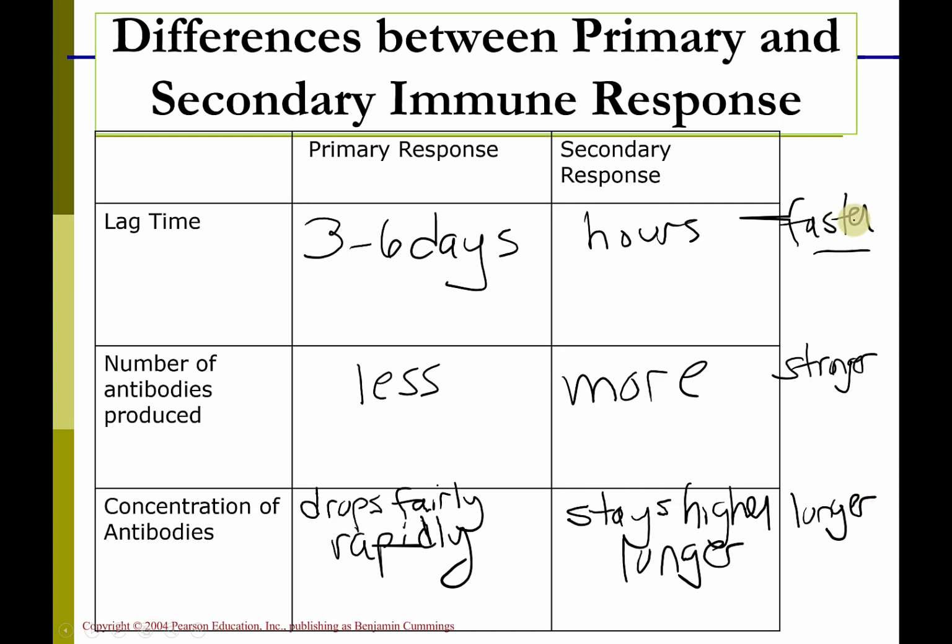It helps me remember. So a better answer would be the secondary immune response is faster at producing antibodies than the primary immune response. And I could add more if I wanted. I could say the primary immune response takes 3 to 6 days to produce antibodies. The secondary takes hours. And then I could say the secondary immune response produces more antibodies than the primary. And in the secondary immune response, the antibody concentration stays higher longer as compared to the primary. So very important distinctions.